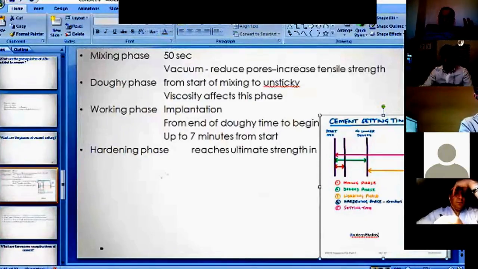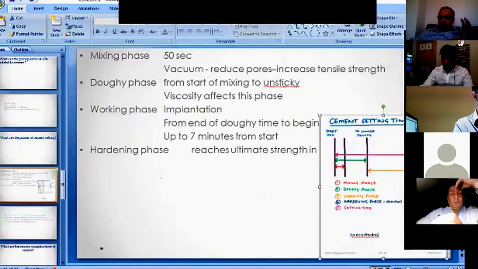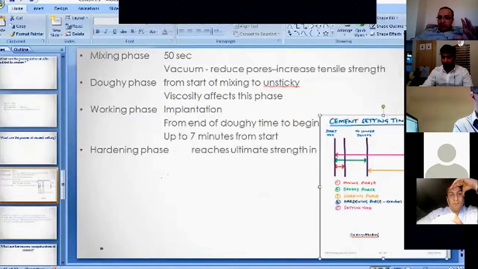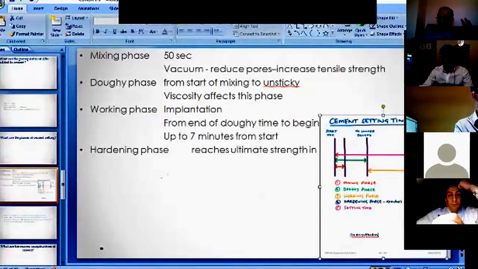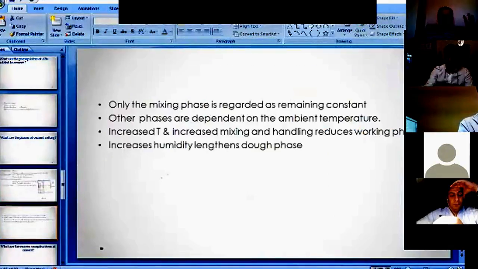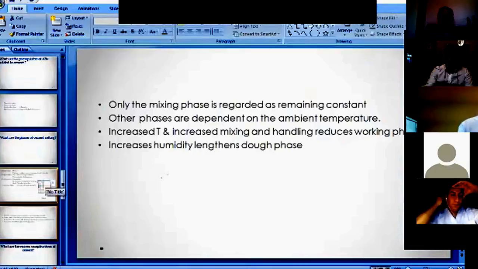I have this diagram I've taken from Joydeep Fadne's notes. I hope you guys can see it. It is a very good diagram reminder of the various phases of cement setting. It will be there for you to see, but I think this is the clinically most practical one that I could find. So again, 4 phases of cement setting. And just to remind you, the only constant time is the mixing time.